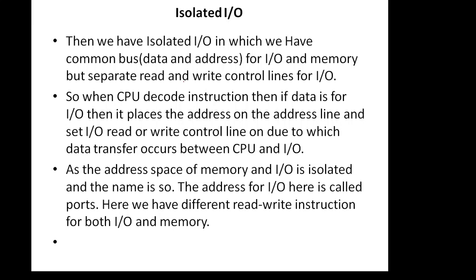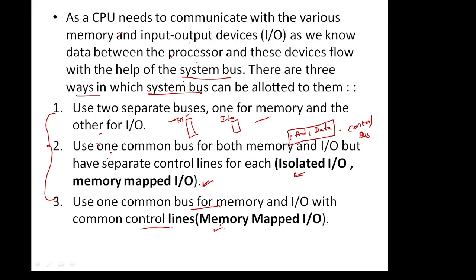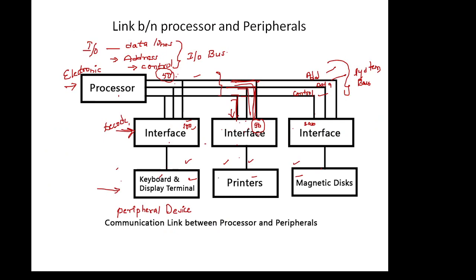The first one, as I have said, is to use two separate buses for memory and IO. So how are we going to use two separate buses? Here I am going to draw the diagram. Suppose this is the CPU, and this is the memory.